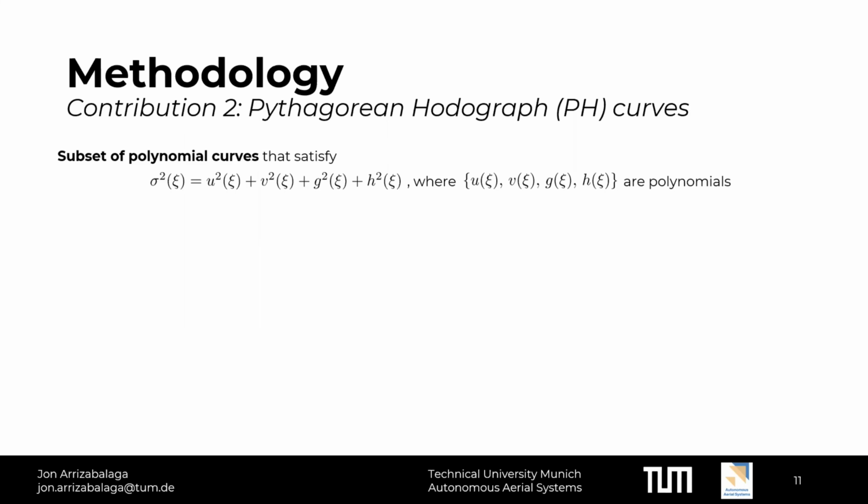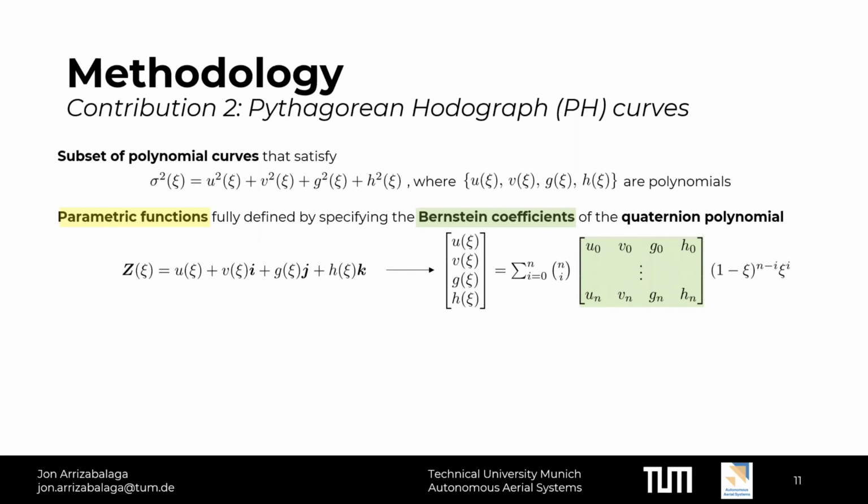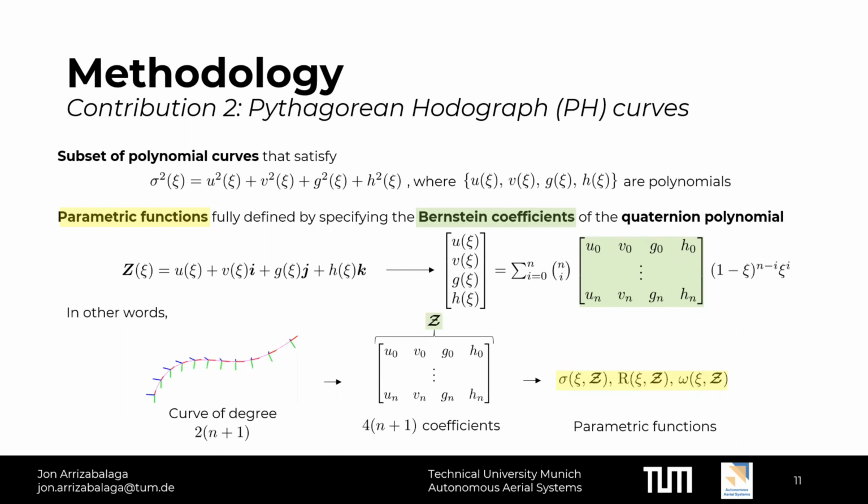pH curves are a subset of polynomials whose parametric speed is a polynomial function on the path parameter. Moreover, all the parametric functions relate to 4 polynomials that can be collected under a single quaternion polynomial. This implies that defining the Bernstein coefficients of the quaternion polynomial is sufficient to provide the closed form for all parametric functions. In other words, for a pH curve of degree 2n+1, it is sufficient to define 4n+1 Bernstein coefficients in order to fully define the parametric functions.